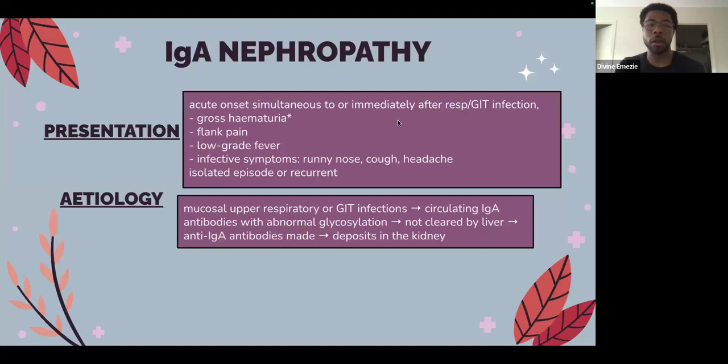And again, the presentation for most nephritic syndromes is the same. But the idea here is that you might think about concurrent infective symptoms, like runny nose, cough, headache. It is often recurrent, with cola-colored urine or hematuria in this context that self-resolves, which is what we think about with IgA nephropathy.